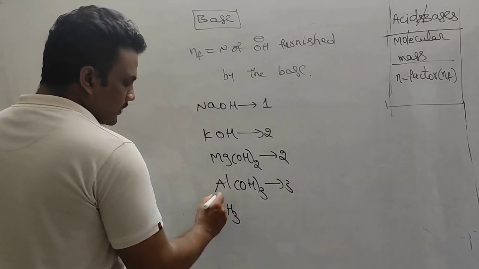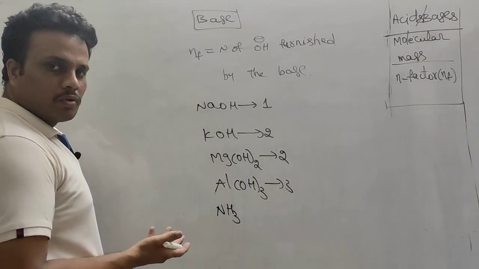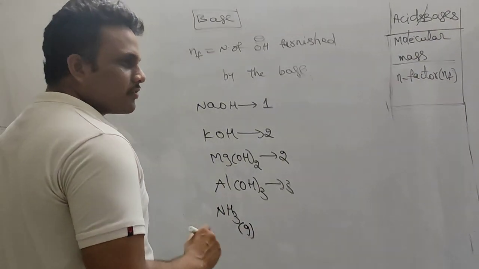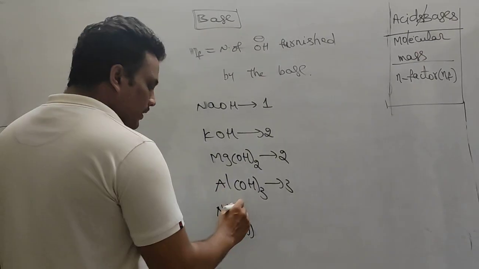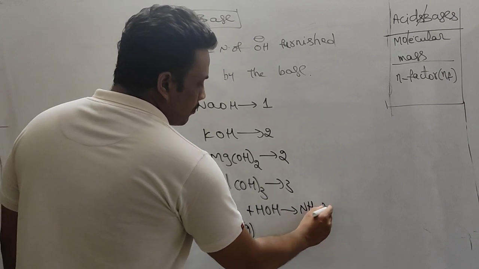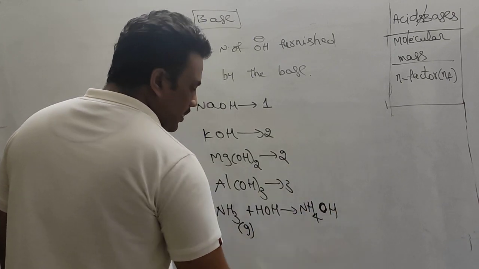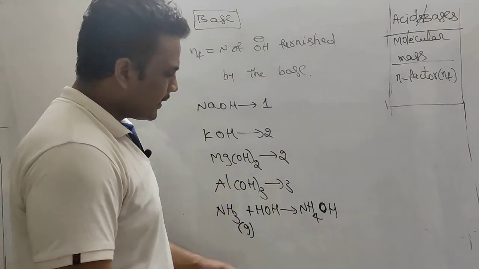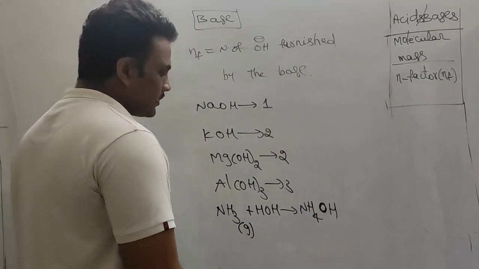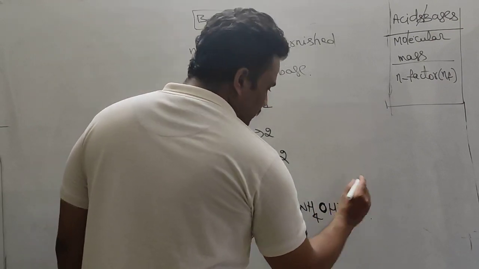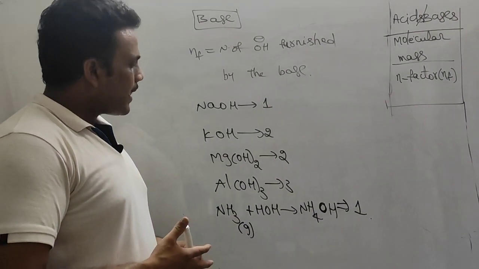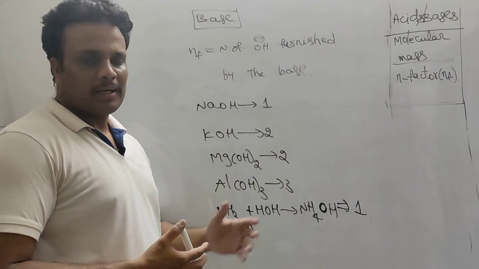What about ammonia, sir? In ammonia there is no OH group. Actually ammonia is a gas. In the gaseous phase there is no reaction. It has to be dissolved in a solvent like water, then it gives ammonium hydroxide. Although it is a weak base, it can donate one hydroxide ion when dissolved in water. So its n factor should be 1. For most of the bases there will be no problem. By looking at the number of OH groups you can find the n factor.